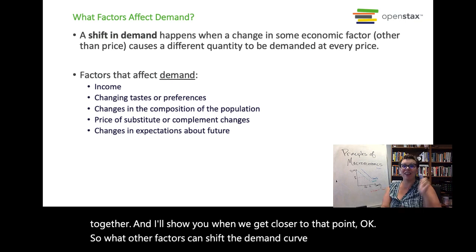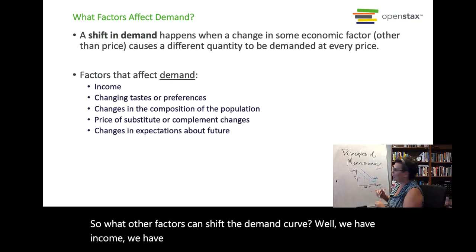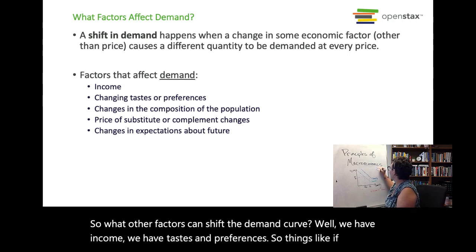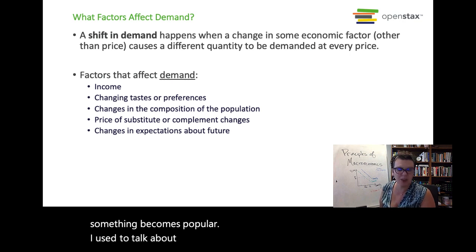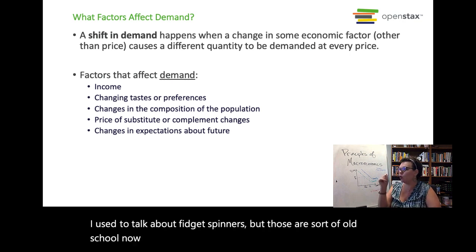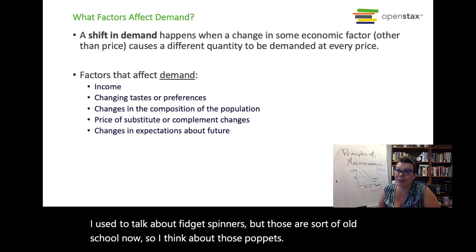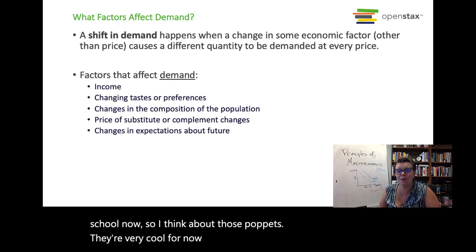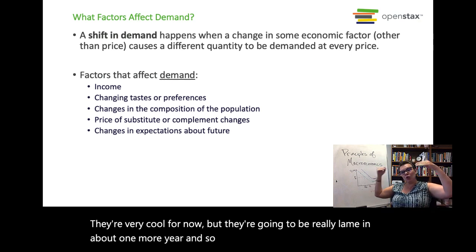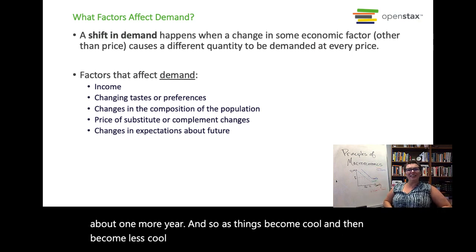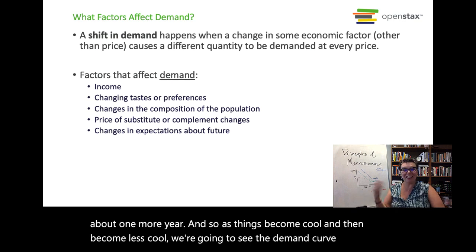Well, we have income, we have tastes and preferences, so things like if something becomes popular. I used to talk about fidget spinners, but those are sort of old school now, so I think about those poppets. They're very cool for now, but they're going to be really lame in about one more year. And so as things become cool and then become less cool, we're going to see the demand curve shift out and then shift back in.